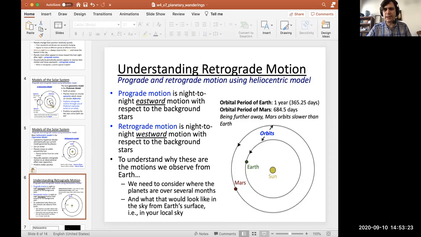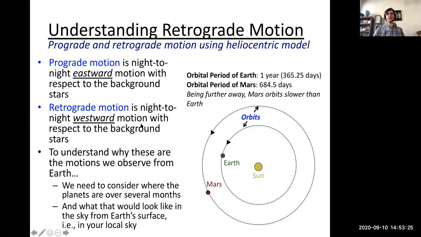And I just want to go ahead and, since they are in the slides, orient you to how that retrograde motion works. So this is my own work.